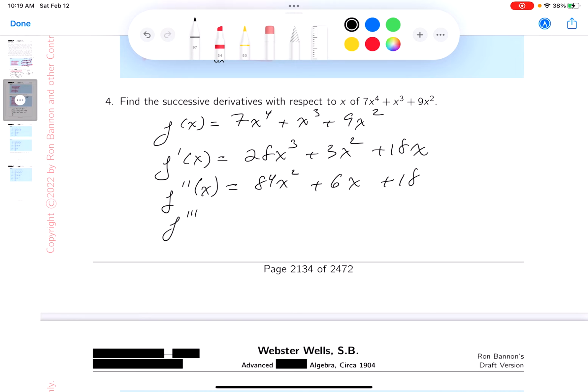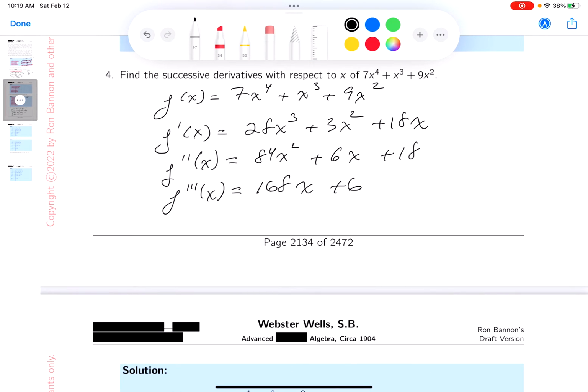This is the third derivative. What does that give you? 168x plus 6. Remember, we do not use four tick marks. We use a numeral in parentheses, and this is the fourth derivative. What's that going to be? 168. And then the fifth derivative onward is just going to be 0.